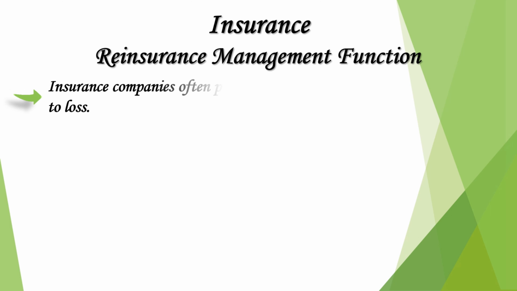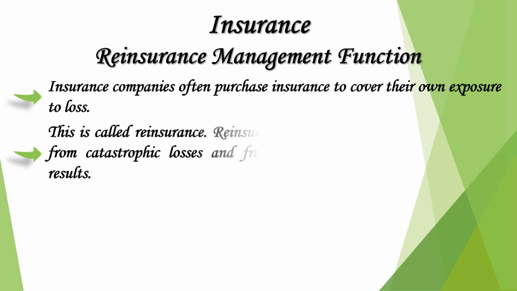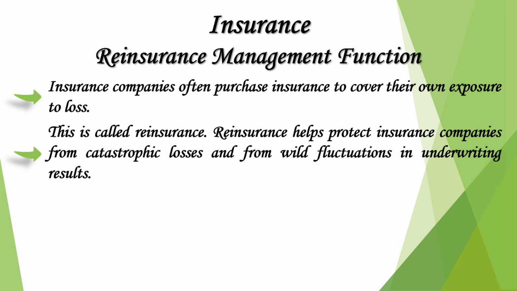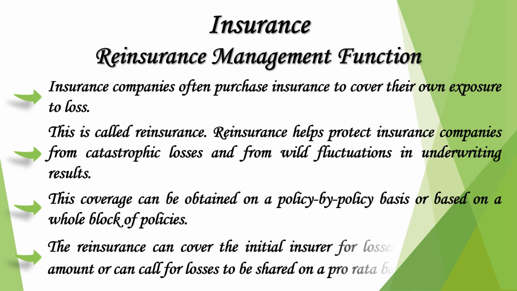Reinsurance management function. Insurance companies often purchase insurance to cover their own exposure to loss. This is called reinsurance. Reinsurance helps protect insurance companies from catastrophic losses and from wild fluctuations in underwriting results. This coverage can be obtained on a policy-by-policy basis or based on a whole block of policies. The reinsurance can cover the initial insurer for losses above a certain amount or can call for losses to be shared on a pro rata basis.